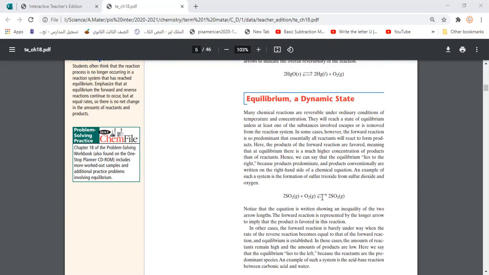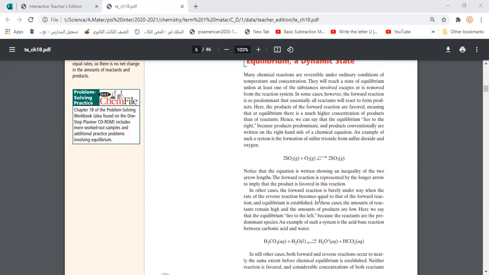But as we could observe, if you look at the two arrows in that equation, you're going to find that one arrow is longer than the other, which means the rate of the forward reaction, in which sulfur dioxide reacts with oxygen to produce sulfur trioxide, is faster. It is more favored, it happens better than the other reaction. That means the rate of breaking down sulfur trioxide into sulfur dioxide and oxygen is less.